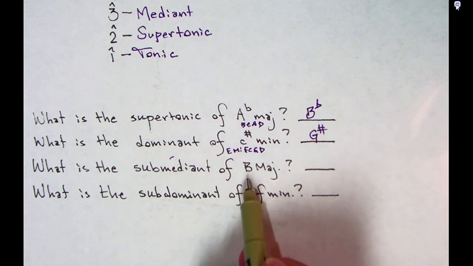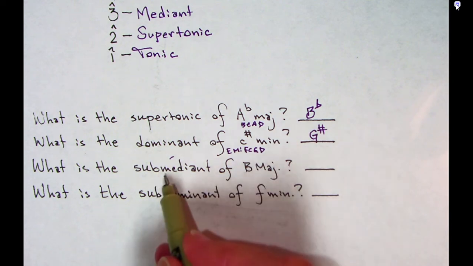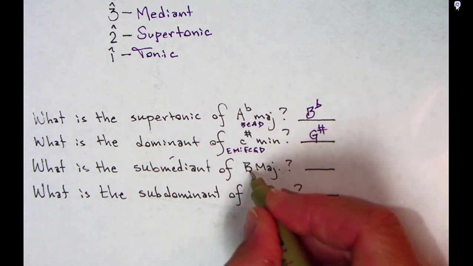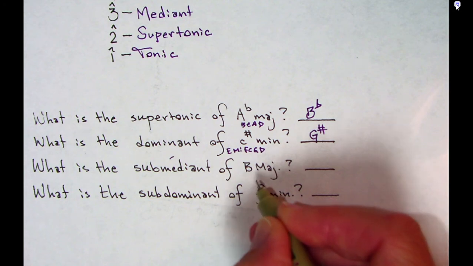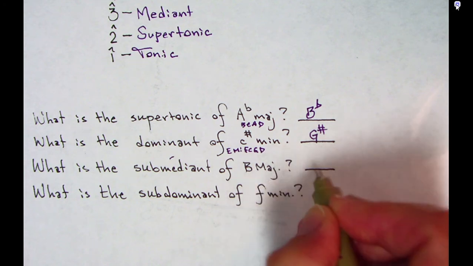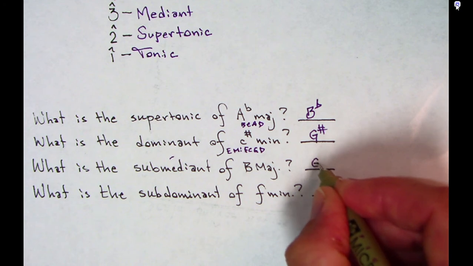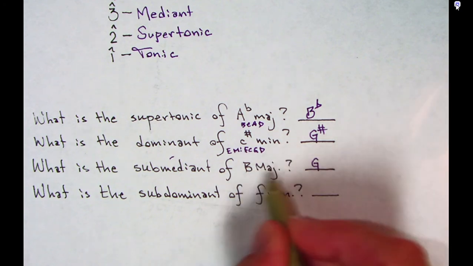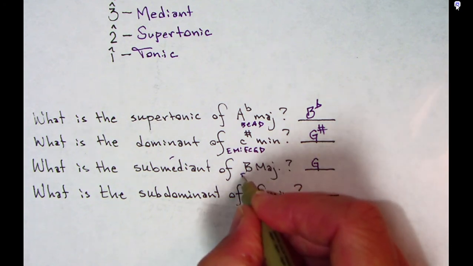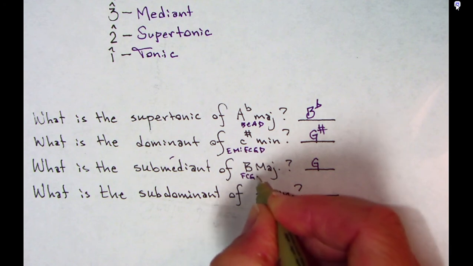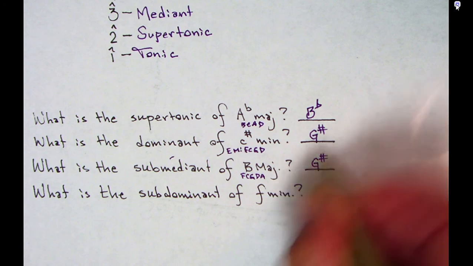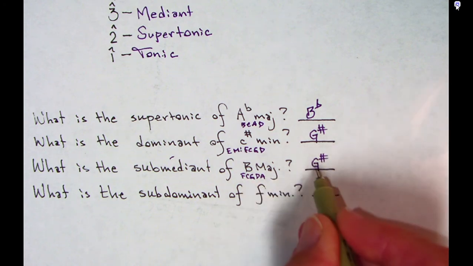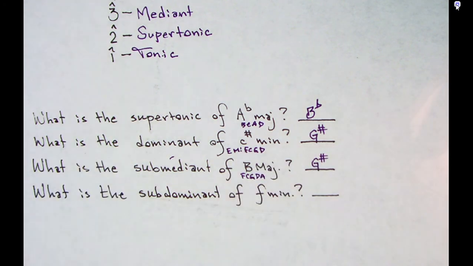Submediant of B major. Okay, submediant means 6. If I start on B as 1, count B as 1 because that's tonic, and go up 6: B, C, D, E, F, G. It's a G again. And what is in the key of B major? F, C, G, D, and A sharps. There's that G, it needs the sharp. And again, if it weren't listed, I would just leave it as natural.